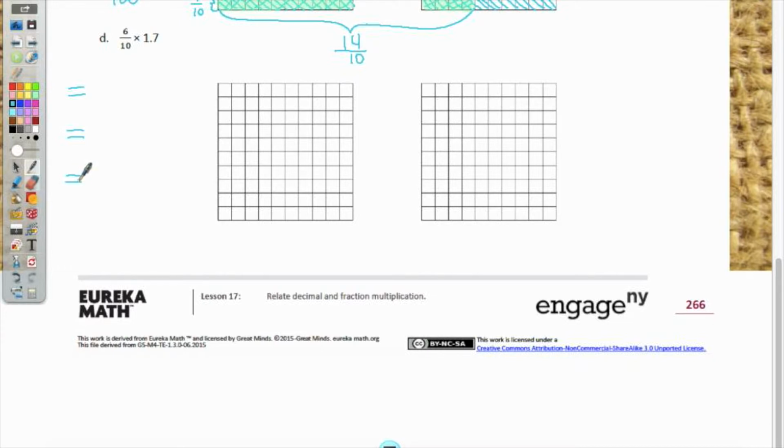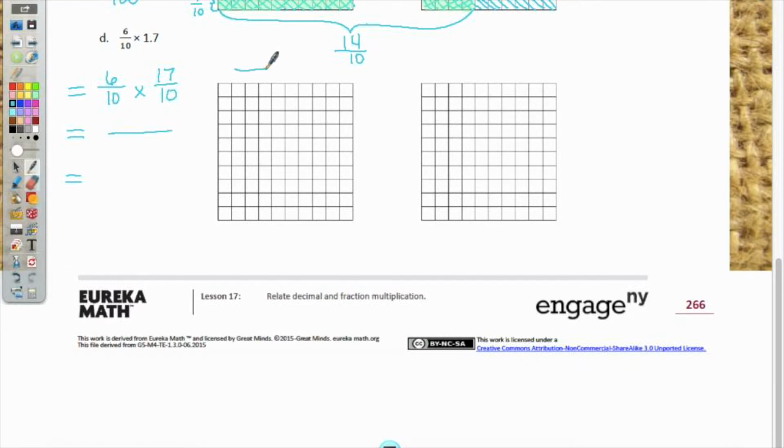And my first step is to do what? Change the whole numbers to fractions. And he wasn't even here yesterday, and he remembered that. So what do I make this 1.7? 17 tenths. Very good. Because the 7 is in the tenths place. Okay? All right. Do you want to try and finish this problem by yourself?